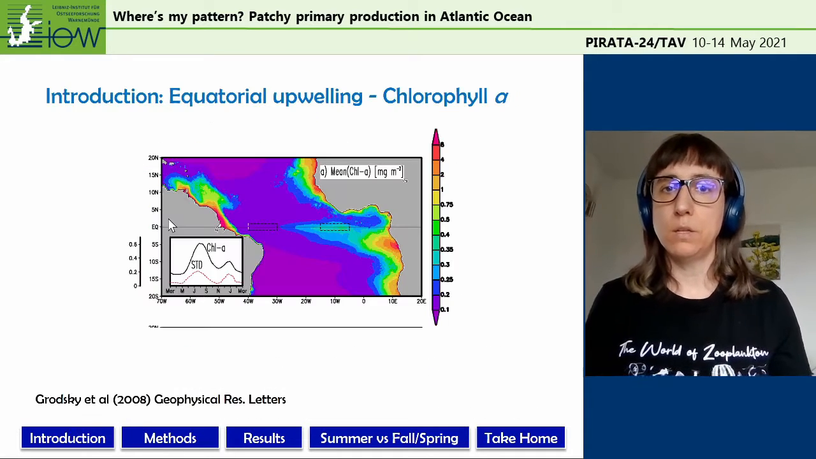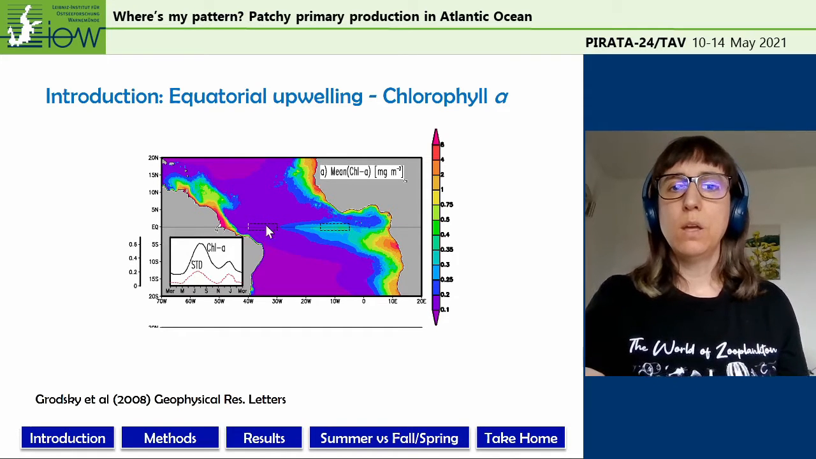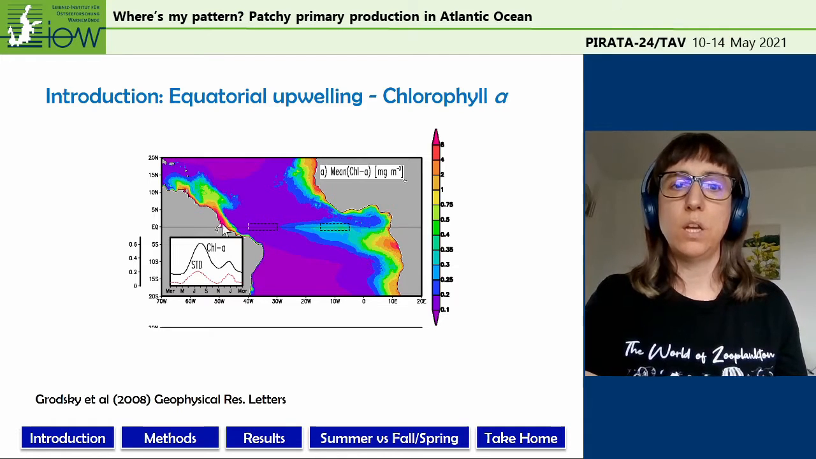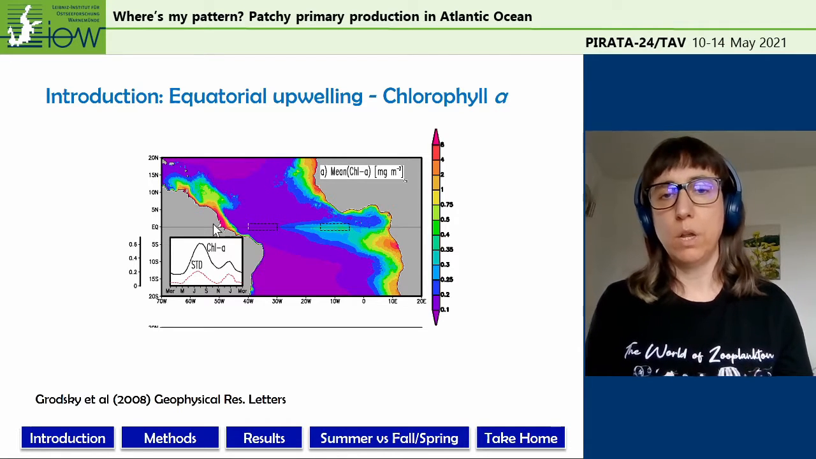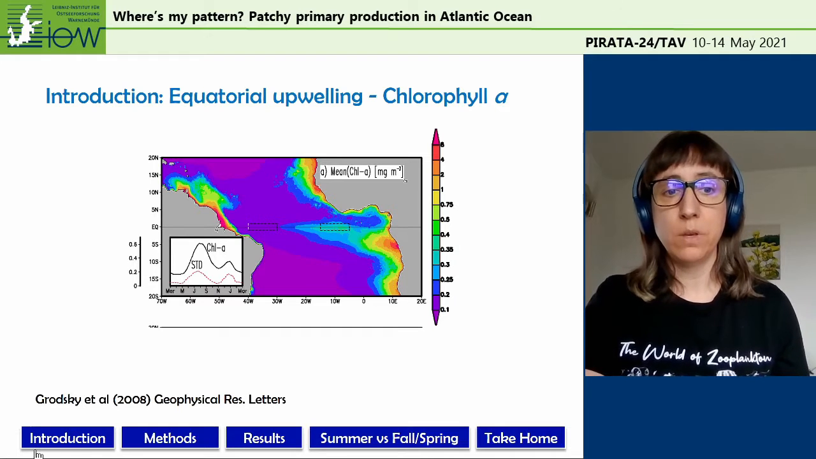When you take a look at satellite imagery, you certainly see this increase of chlorophyll A with this shape of a tongue, and a peak in the monthly integrated chlorophyll in these months of boreal summer.